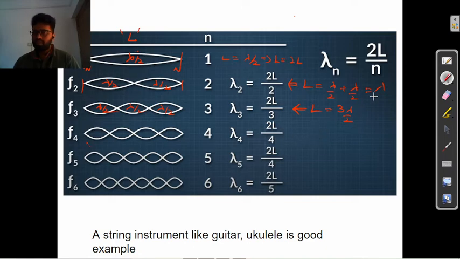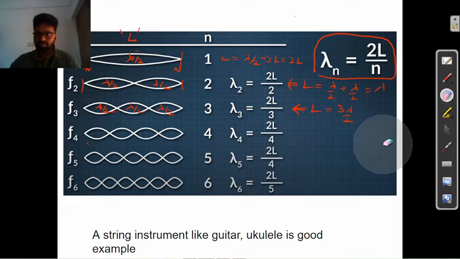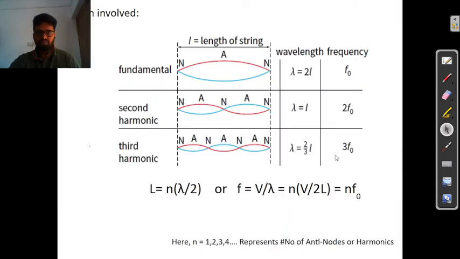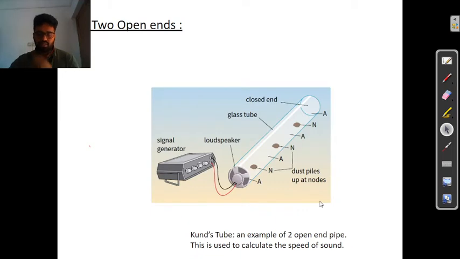So the wavelength is changing in the form, we can write a general formula, where lambda n is equal to 2L by n, where n is the nth harmonic. So that is the math involved, which we have just discussed. I will come back to these things when I'm discussing a problem.